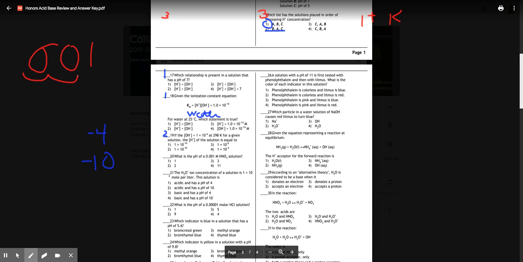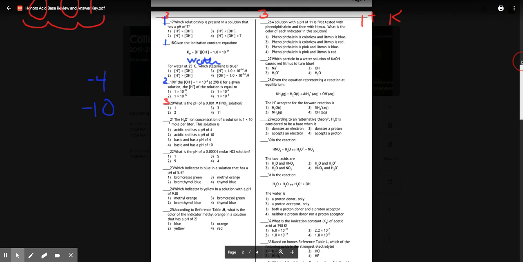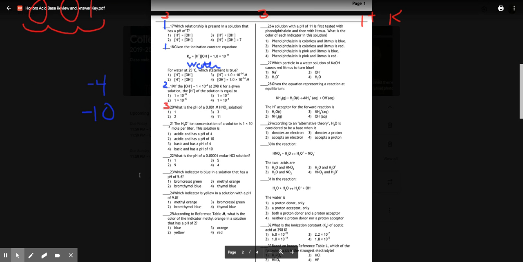1, 2, 3. There it is. That is not a super big concept, so if that's confusing to you, don't stress about it too much. The H3O plus concentration, that's hydronium, is 1 times 10 to the minus 4. What is the solution? Now, there was a worksheet that we went over with pH and pOH and concentrations.